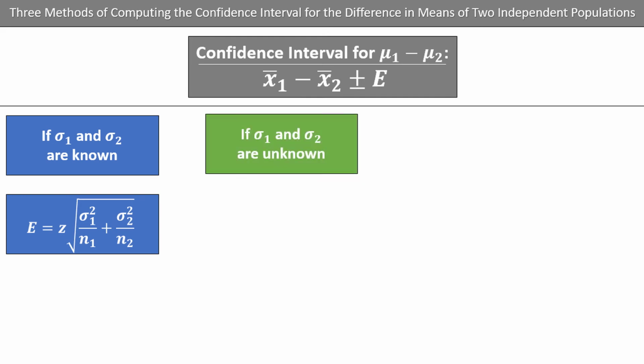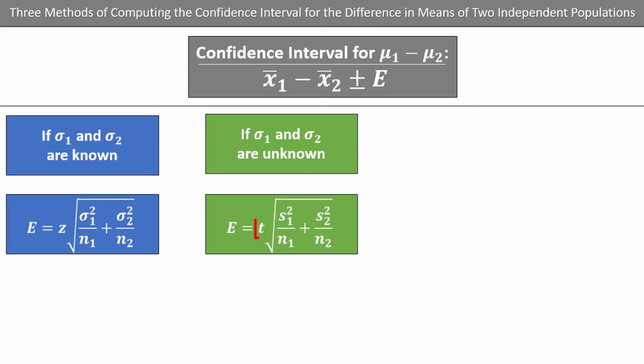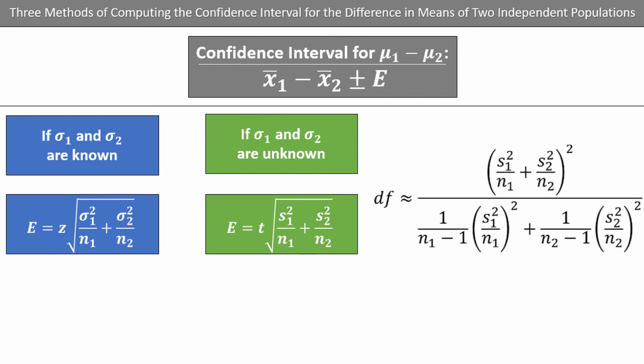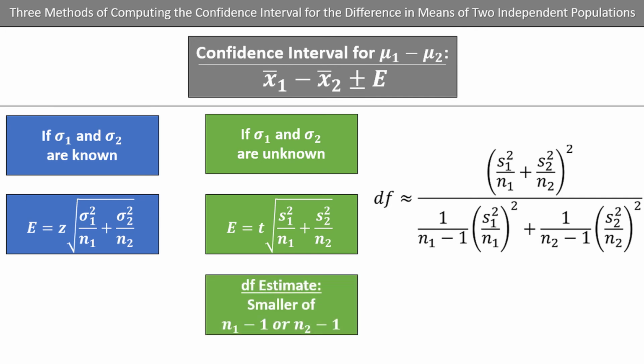If the population standard deviations are unknown, the error is the same, except we use a t-score instead of a z-score and s instead of sigma. The t-score corresponds to the level of confidence and degrees of freedom. The degrees of freedom technically should be calculated using this big scary formula, but using the smaller of n1 minus 1 or n2 minus 1 is a conservative approximation.